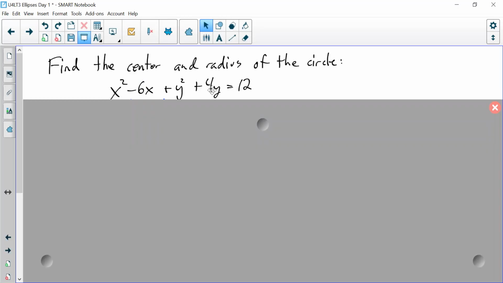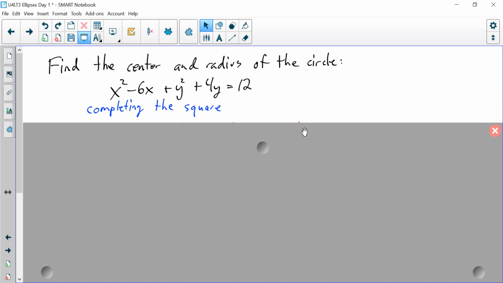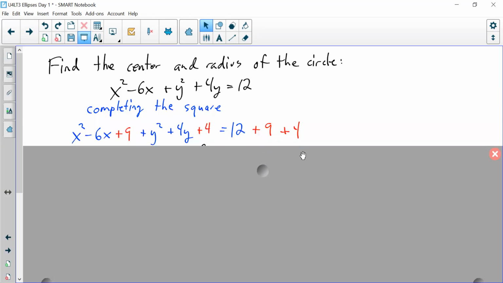So if you're given this form, how do you put it into graphing form? You have to complete the square, which means you have to find these red numbers, 9 and 4. And where do they come from? Well, 9 is half of -6 squared. Half of -6 is -3, and -3 squared is 9. Half of 4 is 2, and 2 squared is 4. So we added 9, we added 4.